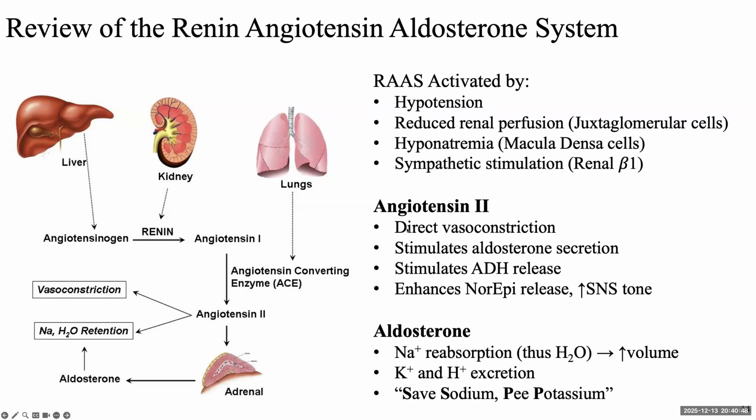So angiotensin 2 causes direct vasoconstriction itself. It also stimulates aldosterone secretion from the adrenal glands, and it also stimulates antidiuretic hormone release, which will help with water retention. Angiotensin 2 also enhances norepi release, and it increases our sympathetic nervous system tone. So it's responsible for a lot of things.